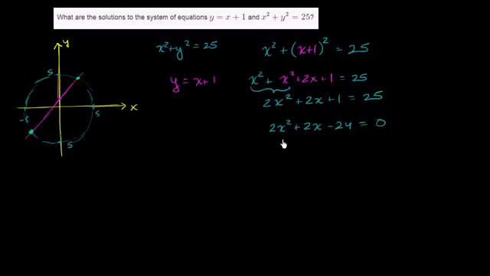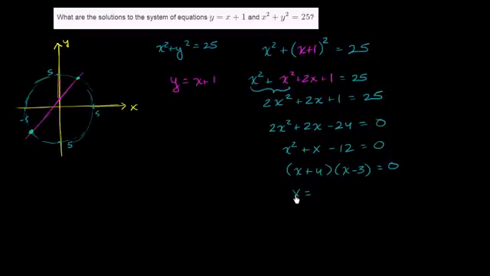0. And actually, just to simplify this, let's divide both sides by 2, and you get x squared plus x minus 12 is equal to 0. And actually, we don't even have to use the quadratic formula. We can factor this right over here. What are two numbers that, when we take their product, we get negative 12, and when we add them, we get positive 1? Well, positive 4 and negative 3 would do the trick. So we have x plus 4 times x minus 3 is equal to 0.